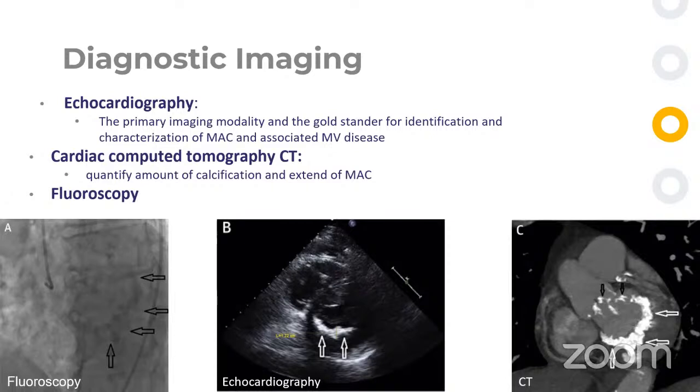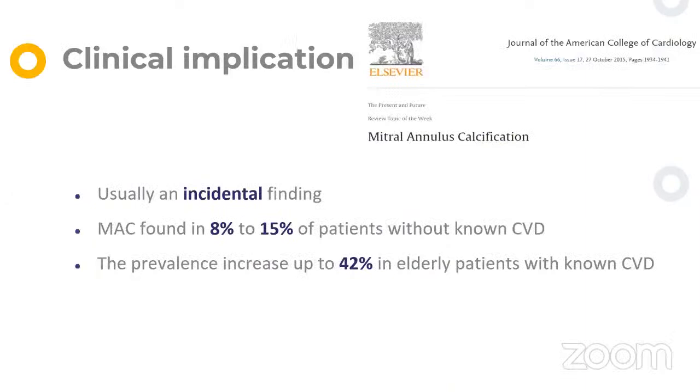Later on with the echocardiography, we can see the calcification around the posterior annulus. And in the last picture, with the CT in picture C, we can see the calcification, and it extended up to the LVOT, with the black arrows. So let's move on to clinical implication.